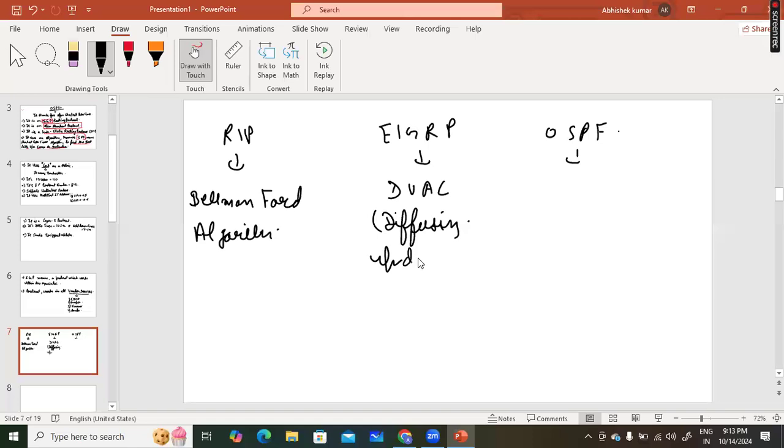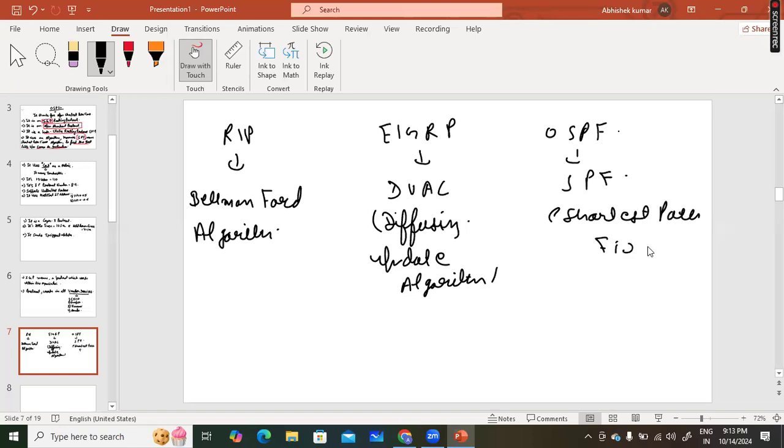Diffusing update algorithm. And what is the name of the OSPF algorithm? The algorithm used by OSPF? SPF. Exactly. SPF stands for Shortest Path First algorithm. Okay. Like this, we're going to revise all of those previous protocols as well in this class.